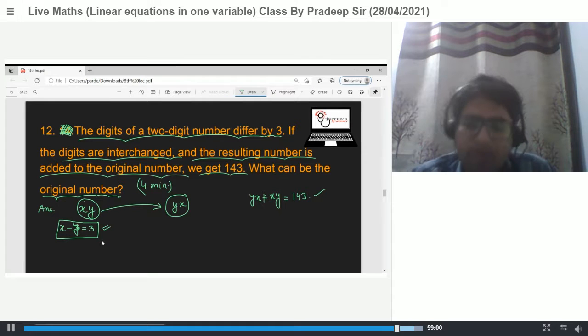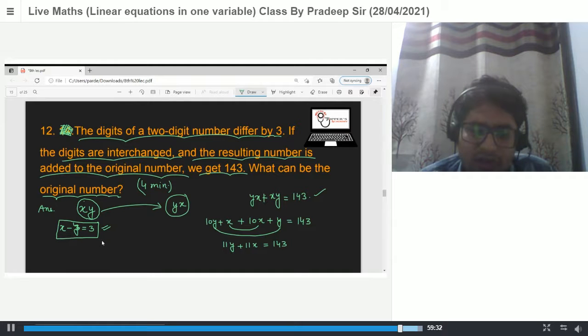Now, what is yx? yx means 10 into y plus 1 into x, which is x, plus xy, which is 10 into x plus y into 1, which is y. So this is equal to 143. Yes or no? If you add them, you will get 10y plus y is 11y, and 10x plus x is 11x, which is equal to 143. So 11 times y plus x is equal to 143.